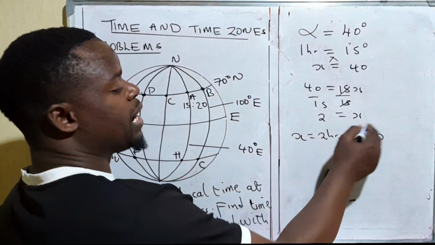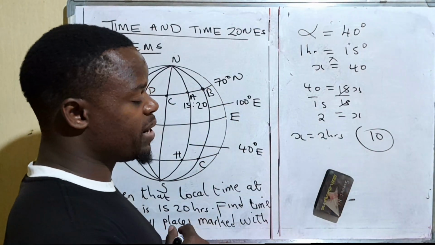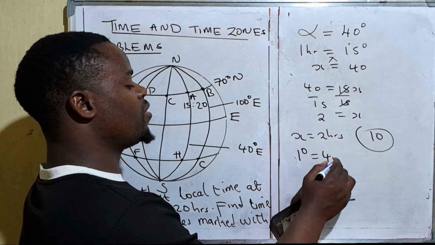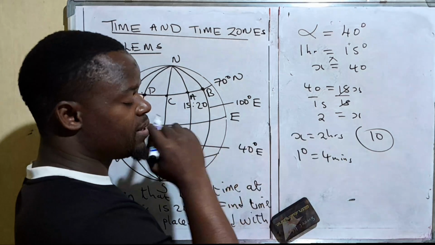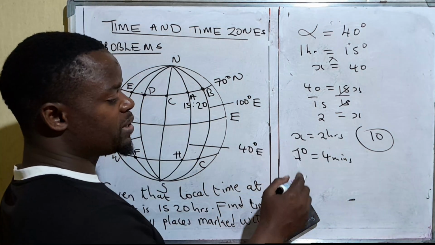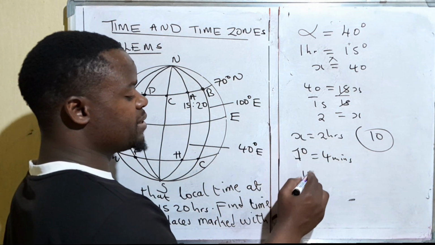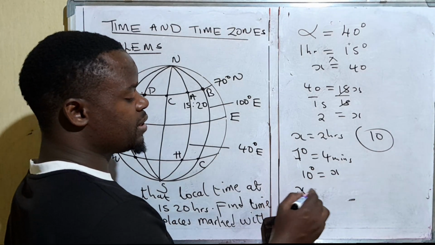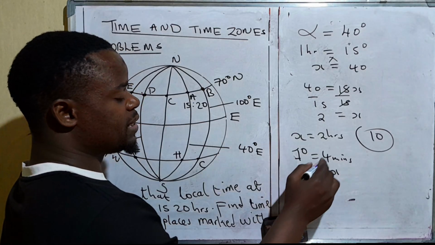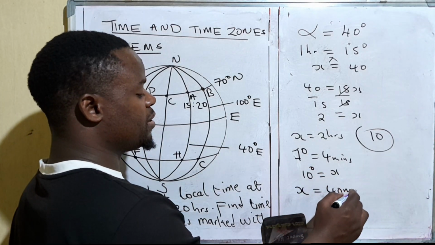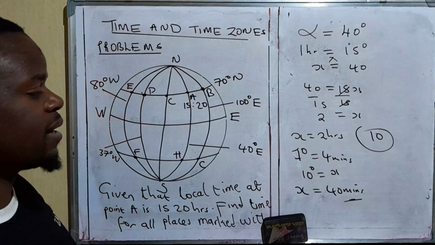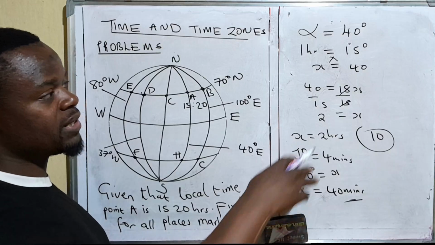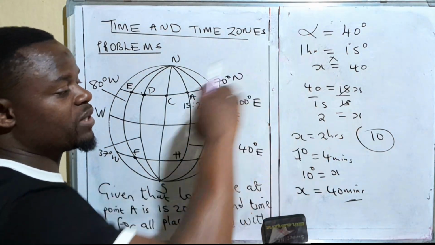Now, how do we handle this 10 which is remaining? We say 1 degree is equal to 4 minutes, so we need to convert that into minutes. Then 10 degrees is equal to x. X times 1 would be x, then 10 times 4 would be 40 minutes. So it would take 2 hours, 40 minutes for the Earth to rotate through 40 degrees.